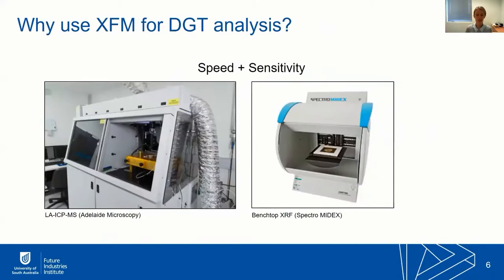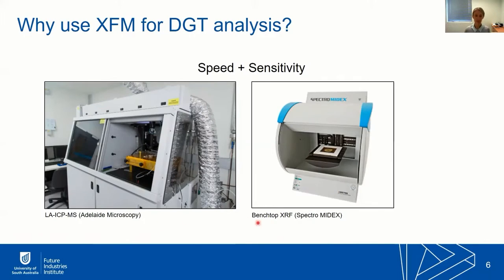So why use XFM for DGT analysis rather than some other imaging techniques? Another common way would be to use laser ablation, which is shown here. Laser ablation ICPMS has several advantages: it can be done at quite high resolution, down to about 4 microns, it's quite easy to calibrate, and there's minimal sample preparation. But the main disadvantage is that it's really quite slow. To map anything larger than 1 centimetre square takes a number of hours.